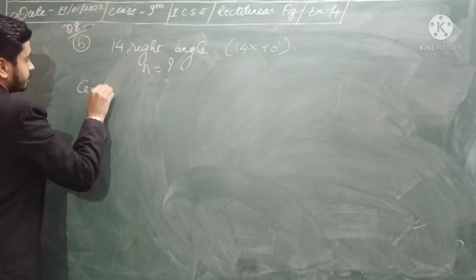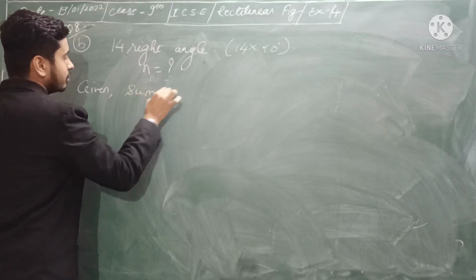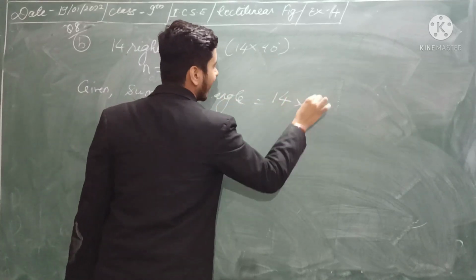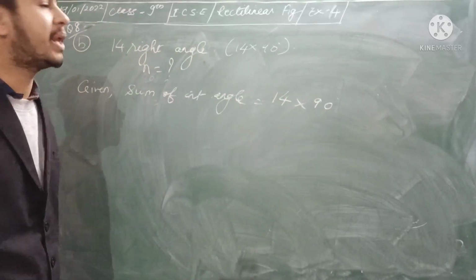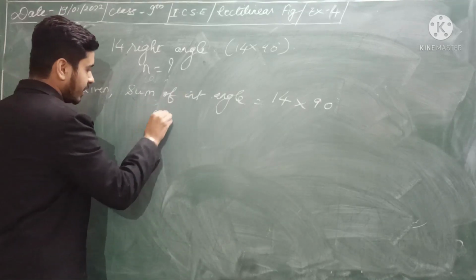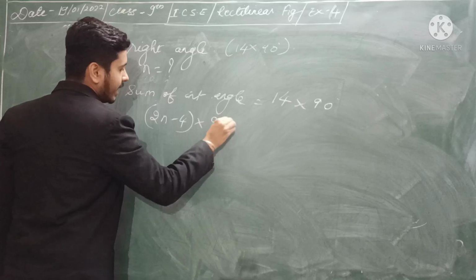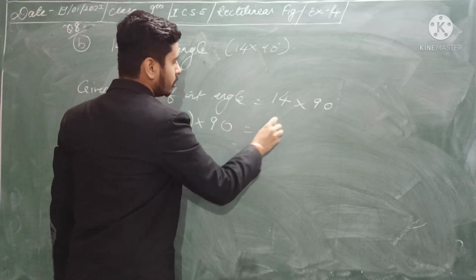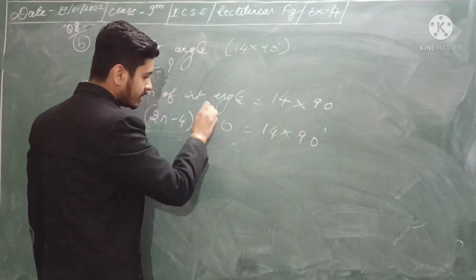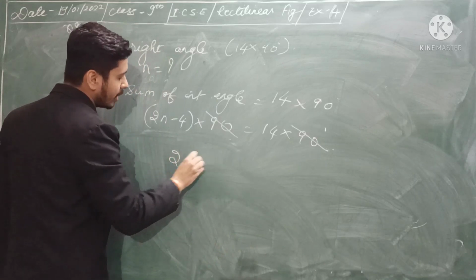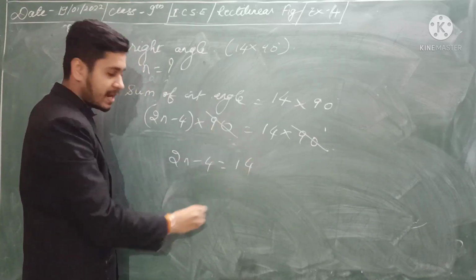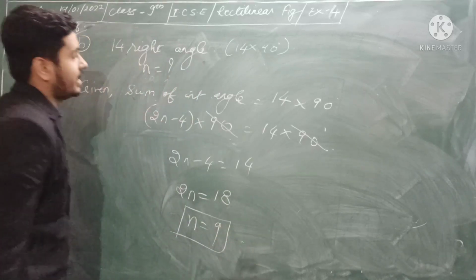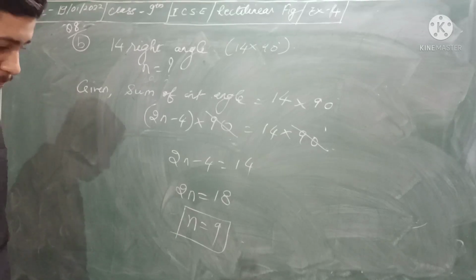Okay, and given that the sum of interior angles is 14 right angles, so we are directly writing 14 into 90. So sum of interior angles, what is it? 2n minus 4 into 90, not whole upon n, the sum of interior angles is this only, is equal to 14 into 90. As you can see, this 90 and 90 can be easily cancelled. 2n minus 4 is equal to 14. This minus 4 can go that side. It will be 18 and n will finally be equal to 9. So in such a way you have to do it.